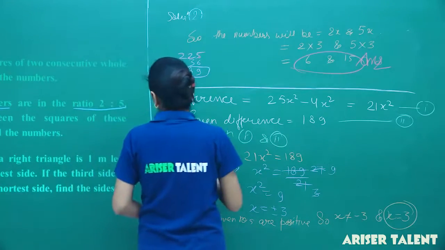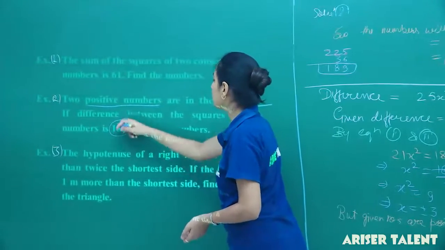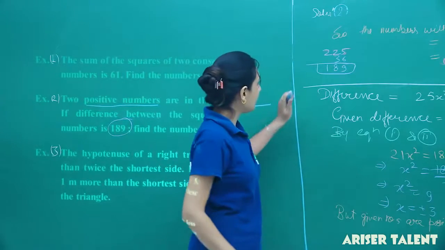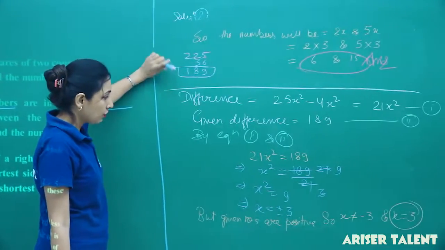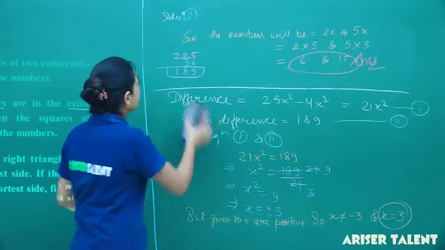So, we are having 189 as the difference. Here we also have this check of whether the answer is true or not. Okay, students, so note this. We'll move further to the next question.